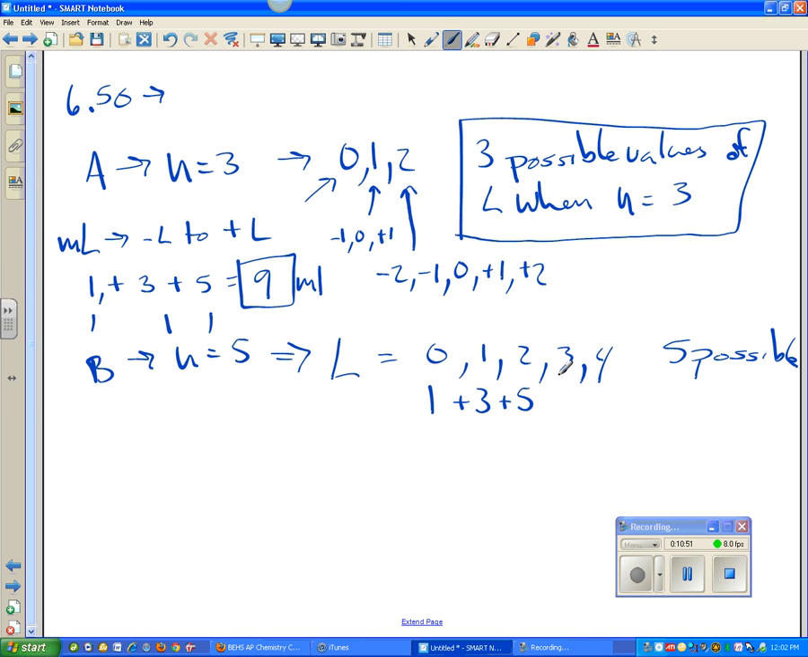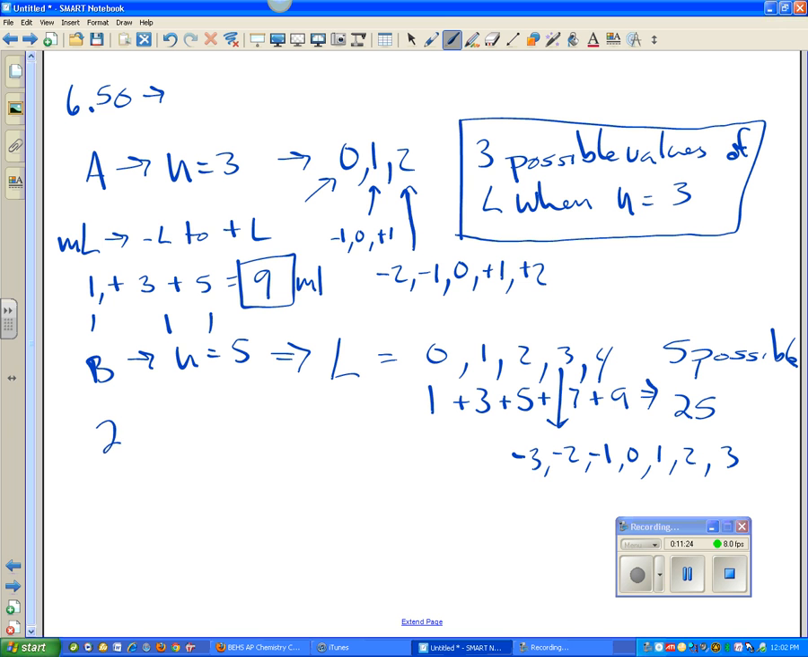So for L equals 3, to find the ML, it would be -3, -2, -1, 0, 1, 2, and 3. That's 1, 2, 3, 4, 5, 6, 7. So we would have expected 1, 3, 5, 7. I'm not going to work out 4. I'm just going to tell you it's 9 because that's the pattern. It does increase by 2 every time, so that's great.